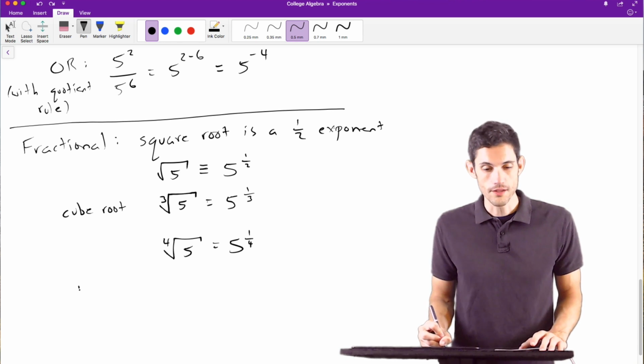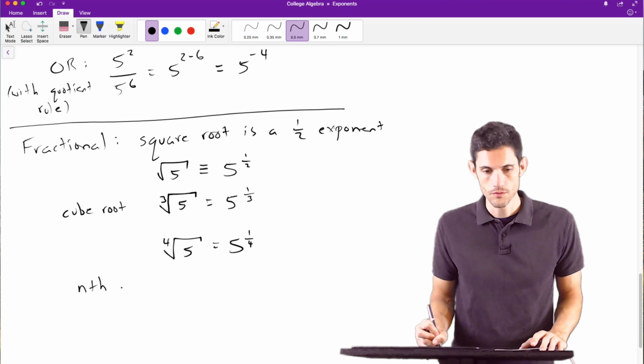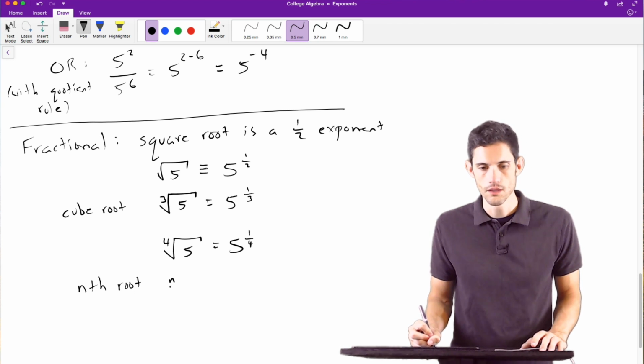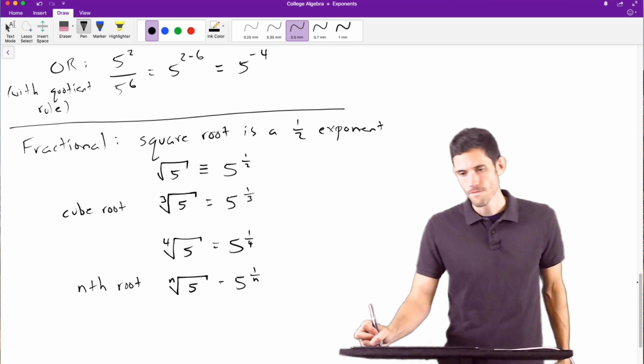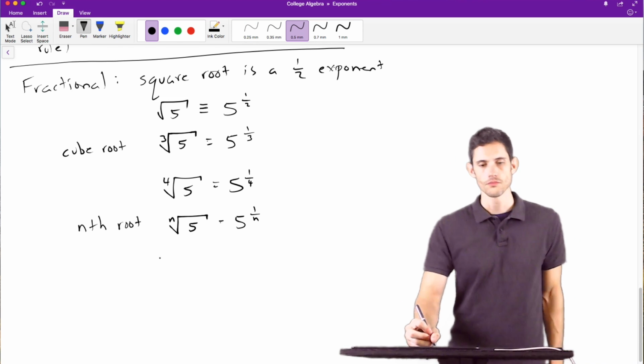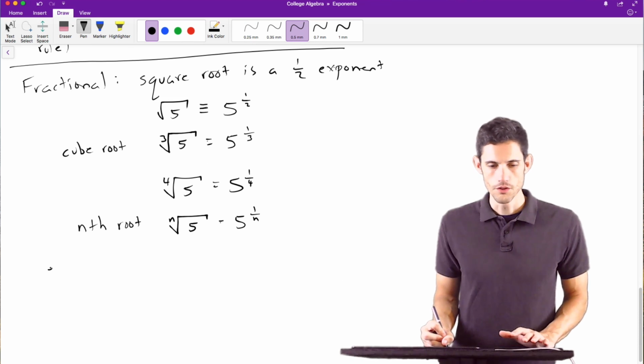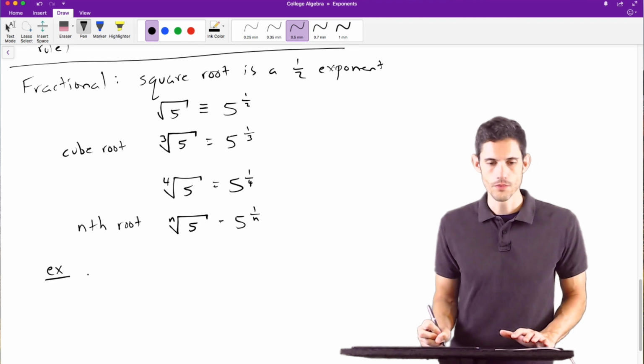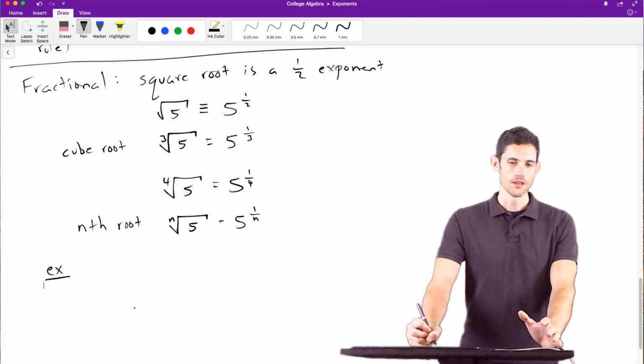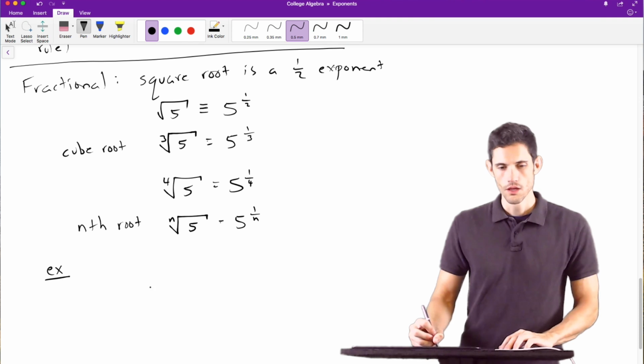So in general, I could say the nth root and put a little n in the radical. This is really just notation. This radical sign is the same as a fractional exponent.